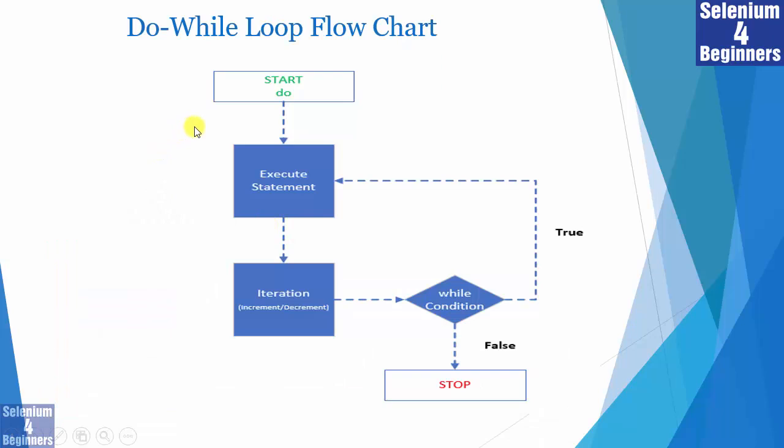The flowchart also shows keyword do and a statement. Statements automatically get executed once before an iteration. After the iteration increments or decrements a counter variable, we have our while condition. If the while condition returns false, then the program stops running, but it will keep running if the while condition is true. The do-while loop continues executing, iterating, and checking the while condition until false is returned from the condition.